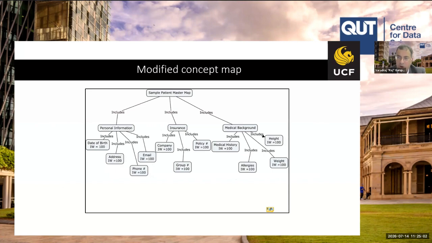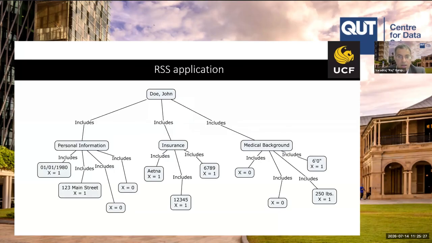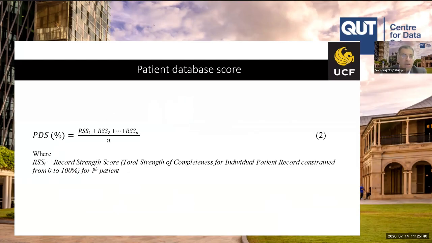I figured out that simple things are more powerful than writing a very complicated equation. So now you go back to the concept map. Now you set all the weights IW to 100, which means that everything is equally important. That is not the case in reality, but it is an easier situation to deal with. Then you look at it: for the record strength score, what is missing and what is not missing? If something is missing, X is equal to 0. If something is not missing, X is equal to 1. Then you calculate the record strength score.